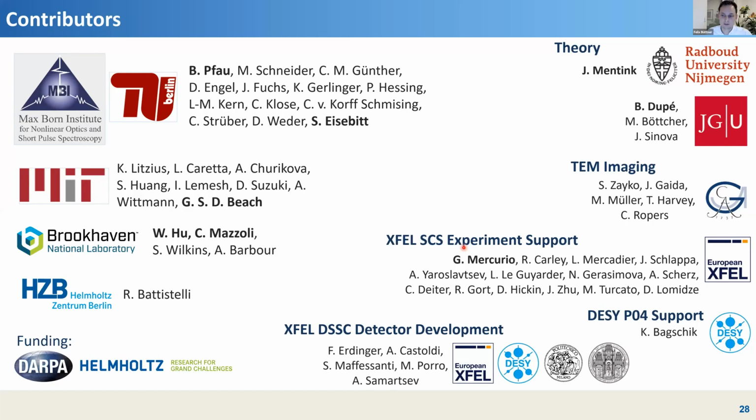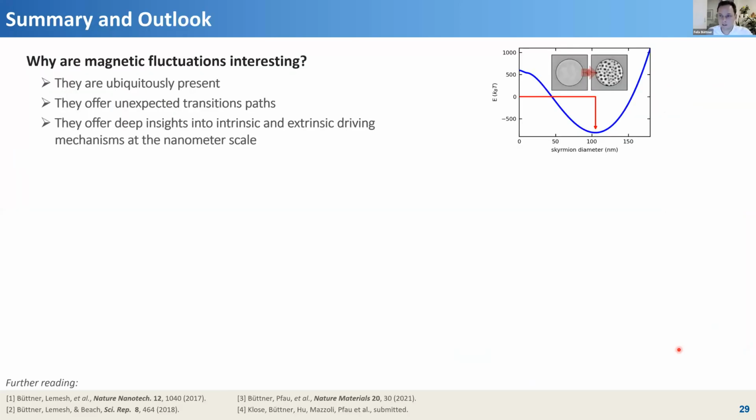So with that, let me come to the summary and the outlook. I hope I've convinced you that magnetic fluctuations are actually interesting, because they are ubiquitously present in many systems and they offer unexpected transition paths. For example, the path to nucleate a very large number of magnetic skyrmions in a very short time scale. And they offer deep insights into the intrinsic and extrinsic mechanisms of driving domain walls and skyrmions at the nanometer scale.